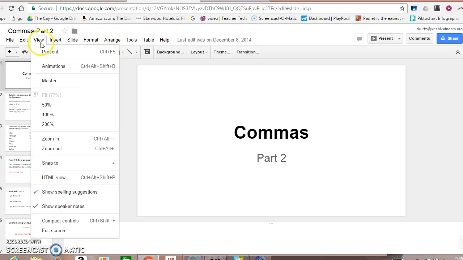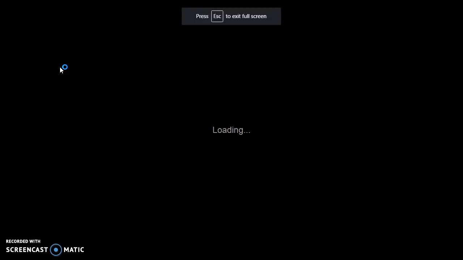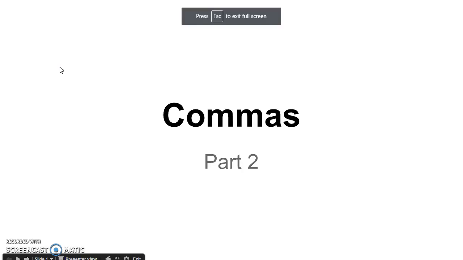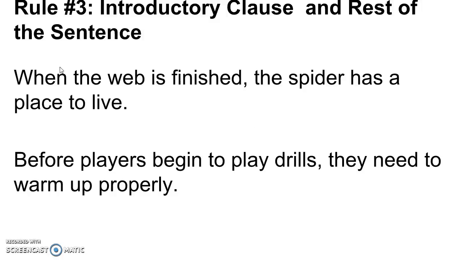Tonight's podcast is going to be a continuation from last week's podcast about commas, and now we're up to commas part 2. Woohoo! So I want to review the rule that we talked about last week and also talked about last week in class. The rule with introductory clause and then comma independent clause.